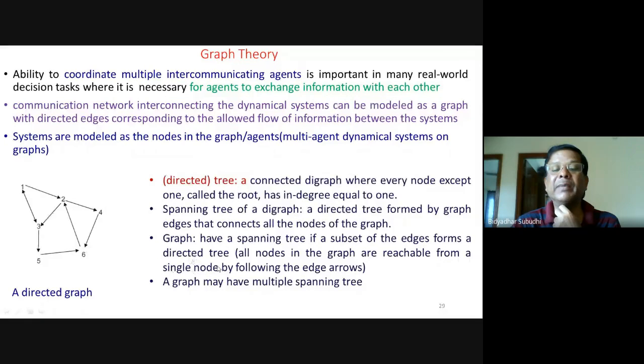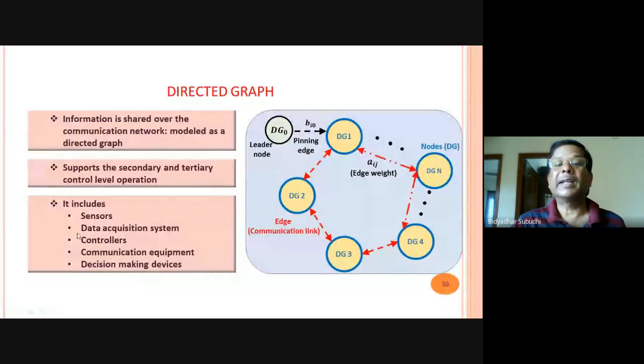A graph may have a spanning tree if a subset of the edges forms a directed tree, and a graph may have multiple spanning trees. So a graph may look like this. Now look at a directed graph in this microgrid system. What we basically need is to represent this as a graph, or a diagram. A directed graph is a diagram.